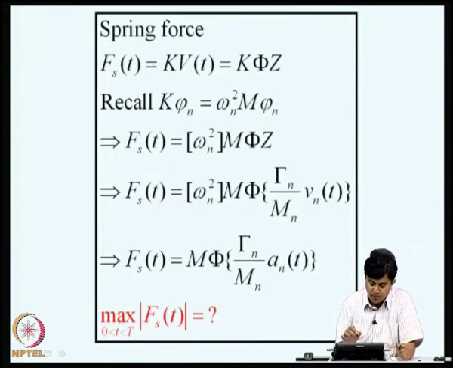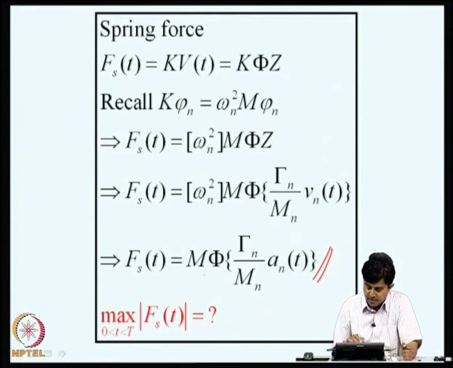Similarly, the quantity spring force is K into V, and if we simplify this, again we get the vector of spring forces in terms of An of t, which are the generalized coordinates. Now, this An of t is the pseudo acceleration, and again this is a matrix product, therefore a summation is implied. So, the question is again, what is the maximum value of the vector of support spring forces.